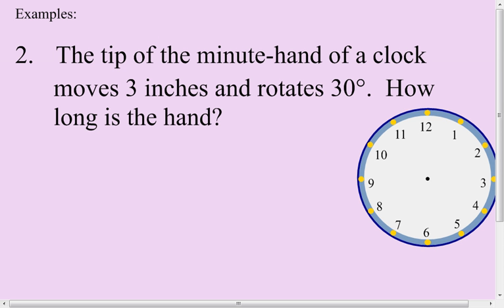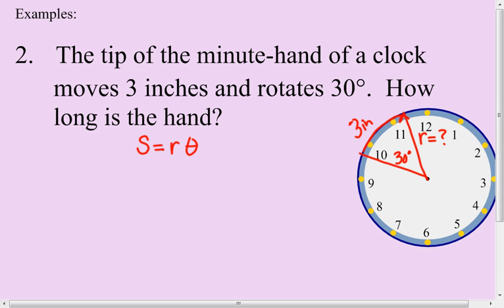All right, here's the next one. The tip of a minute hand of a clock moves 3 inches and rotates 30 degrees. And I'm just putting this on here anyway. But the minute hand moves 3 inches, so let's say that that's 3 inches, and rotates 30 degrees. So this angle right in here is 30 degrees. Okay, and the question is, how long is the hand? That's what the question is. And that is this right here, which is the radius. Okay, so again, you will use S equals R theta.